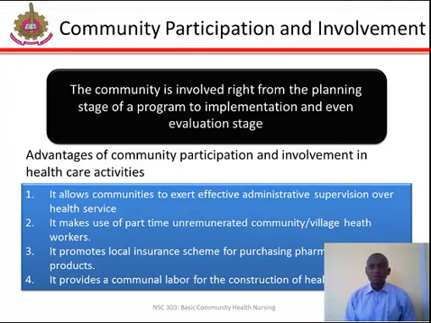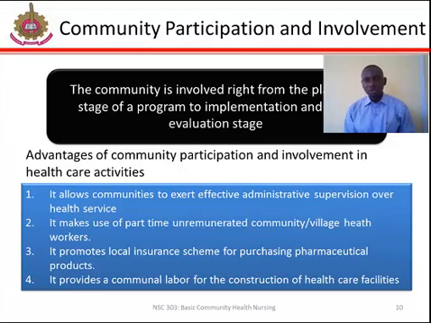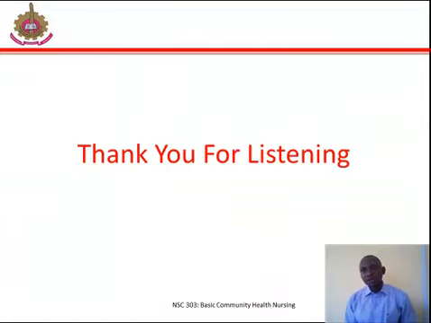Some of the advantages of community participation and involvement in healthcare activities are that it allows the community to exert effective administrative supervision over health services. It makes use of part-time unremunerated community or village health workers. It promotes a local insurance scheme for purchasing pharmaceutical products. It provides communal labor for the construction of healthcare facilities, for example, toilets, water supply, and cleaning of the community. We have come to the end of this study.